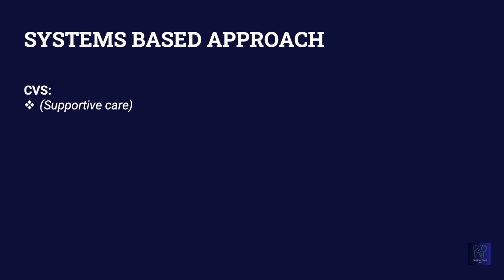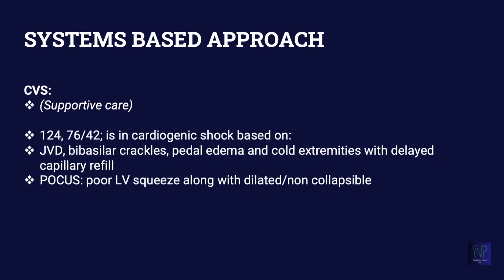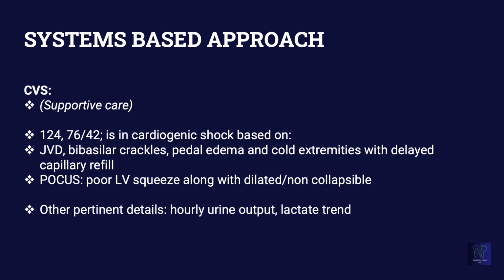For each system, the first part should focus on supportive care. In this particular example, I would present it in this manner. Patient is hypotensive and tachycardic based on these vitals, is in cardiogenic shock based on my physical exam, which includes JVD, bibasal crackles, bilateral pedal edema, and cold extremities. My point of care ultrasound exam revealed poor LV systolic function with a dilated non collapsible IVC. Patient's hourly urine output is poor and lactate is going up.